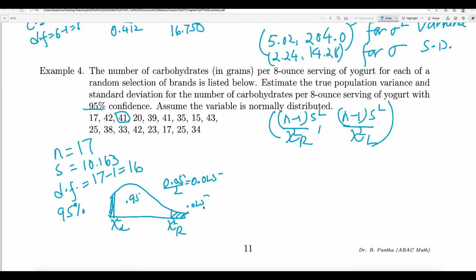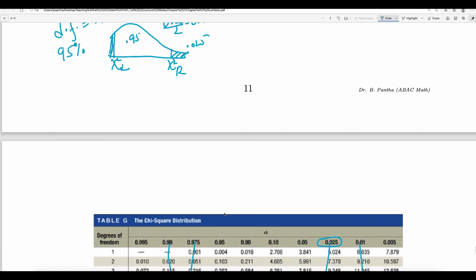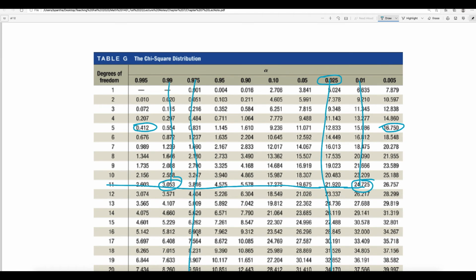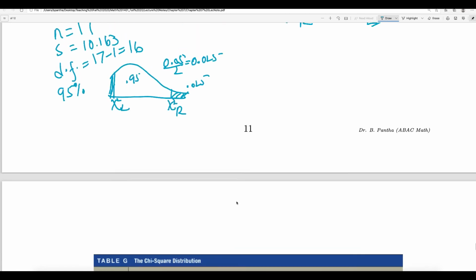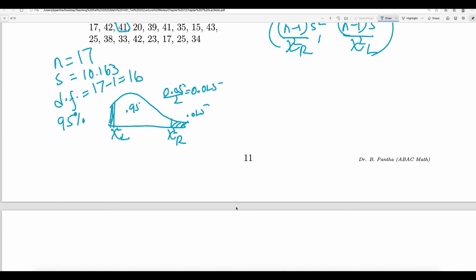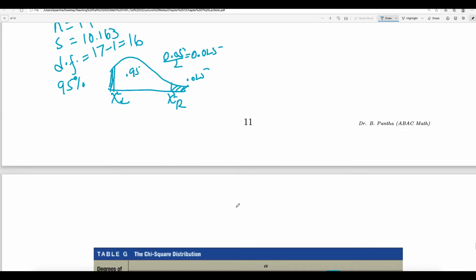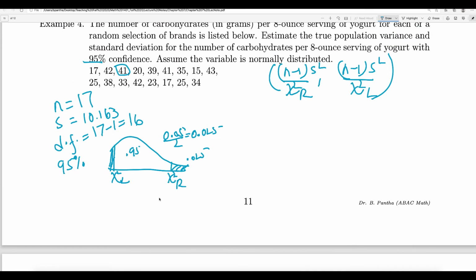So what is chi-square right? Right area is 0.025, degrees of freedom is 16. So 0.025 is here, 16 degrees of freedom is here. That is the value. Let me write down that value first. 28.845. Okay, 0.025, 16 degrees of freedom, 28.845. That is the chi-square right value.